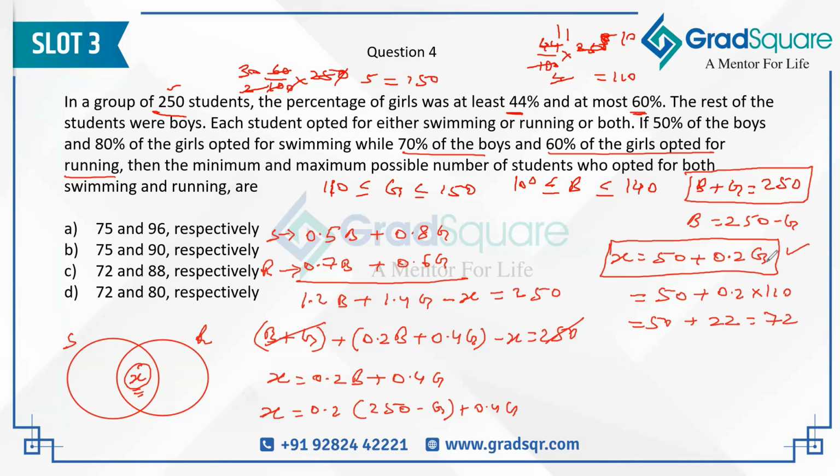What will be the maximum possible value? Take the maximum possible value of G, which is 150. So you are going to get 50 plus 0.2 times 150, which is going to be what? 50 plus 30. That's going to be nothing but 80. So minimum possible value will be 72. Maximum possible value will be 80. Option D will be the correct answer.